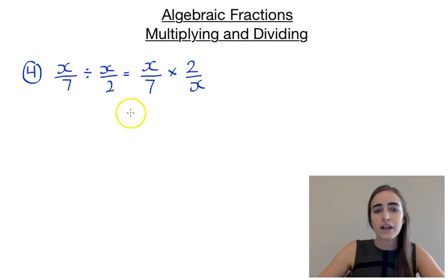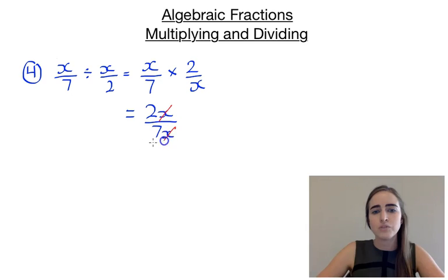So now we can multiply like we were doing in our other examples. x times 2 would be 2x, and 7 times x would be 7x. Now we can simplify that as well. So the x on the top and the x on the bottom will divide through, and we'll just end up with an answer of 2 over 7. So we've got one more example.